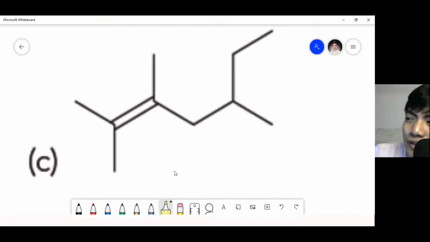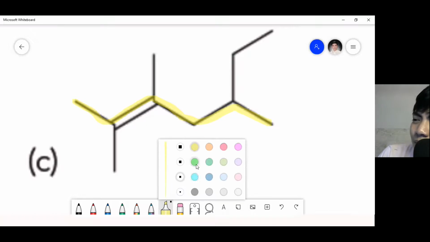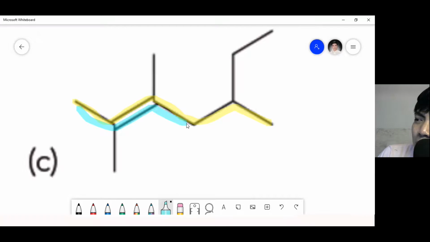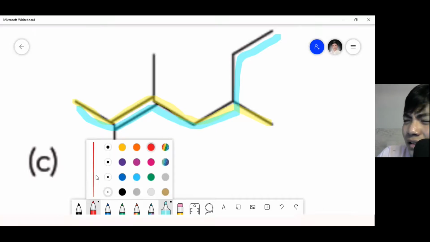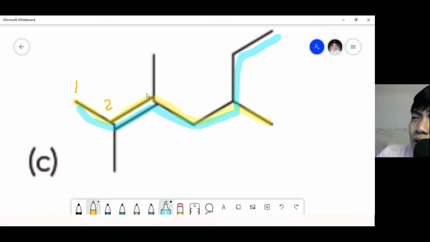So what should be our parent chain? Should it be this one? Yan ba yun? Ito ba yun? Okay. So yun lang naman yung pwede. It's either the yellow or the blue one. So, in order for us to decide, let's count which of them will have the greater number of carbon atoms. So if we use the yellow, that will be 1, 2, 3, 4, 5, 6. So for the yellow one, we have 6 carbons.